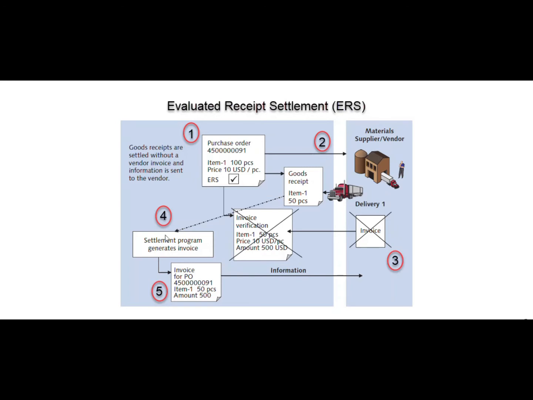Instead of that, according to the PO and the price and also the delivery costs and everything in the PO, we will make the invoice automatically. Then send the invoice to the vendor using the evaluated receipt settlement function.